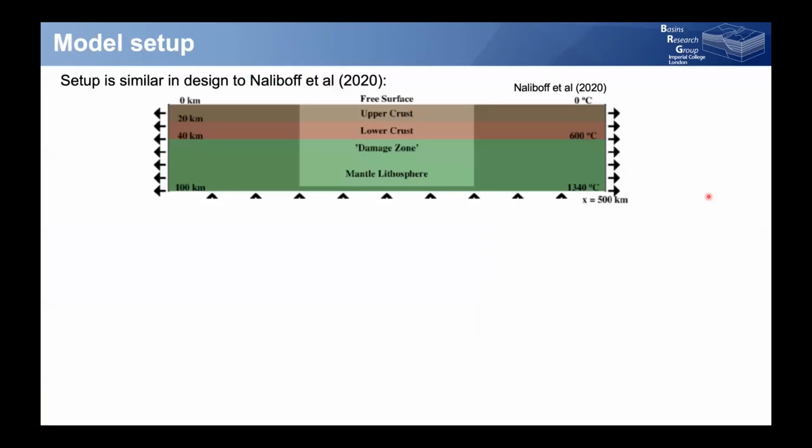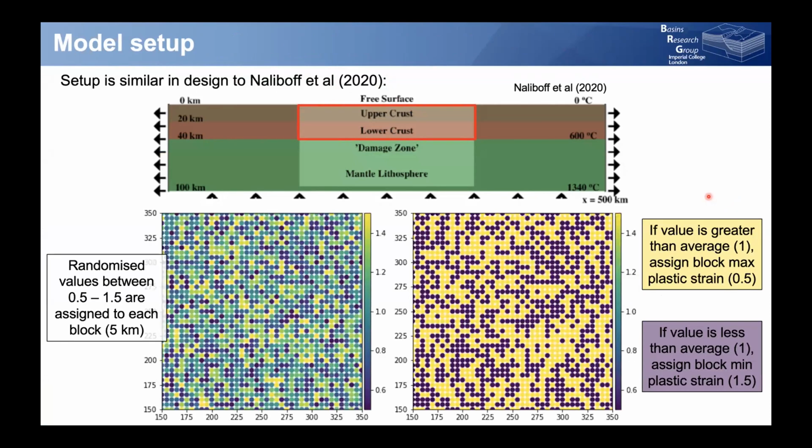So our model setup is quite similar in design to John Naliboff et al. 2020 paper. But one of the main differences is how we prescribe an initial plastic strain in the crust. So usually you might use something like a weak seed or a randomized distribution. So that would look something like this.